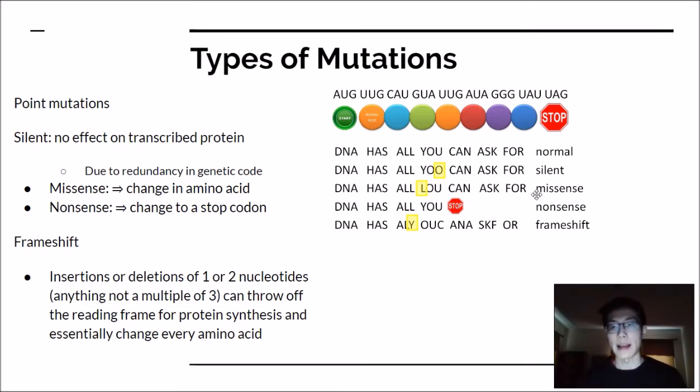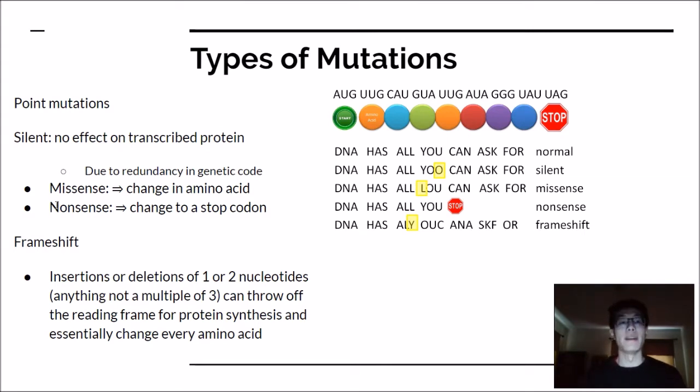We can also have a missense mutation, which is basically a single point mutation that causes a change in the amino acid. So one single point mutation causes the amino acid, for instance, maybe a glutamate, to be switched to a valine or something like that. So that's going to be a missense mutation.